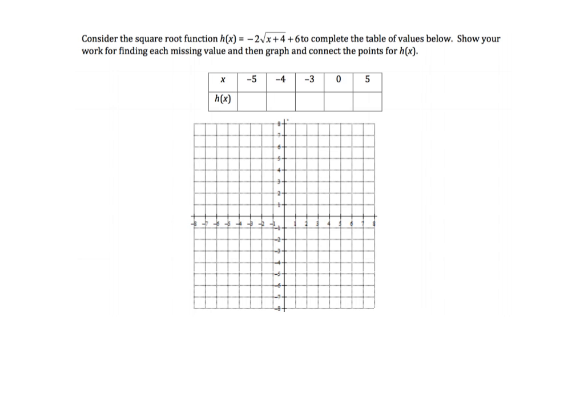Here's a new function. I'd like you to plug in the values for x and solve for h of x and plot the points and draw the curve. Press pause on your video, and when you have your answers, press play again.